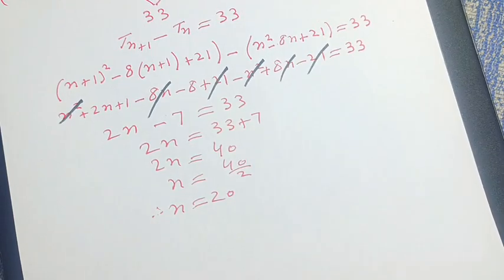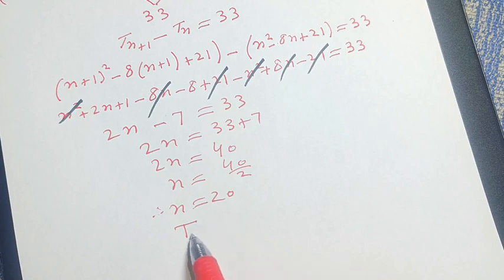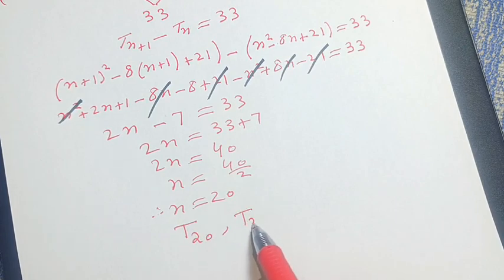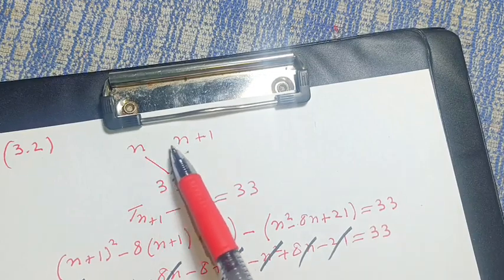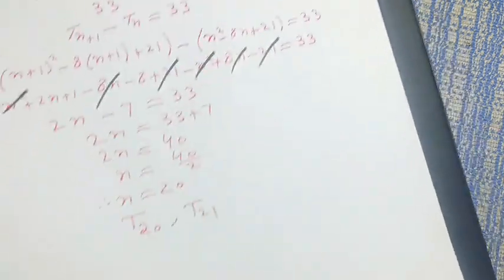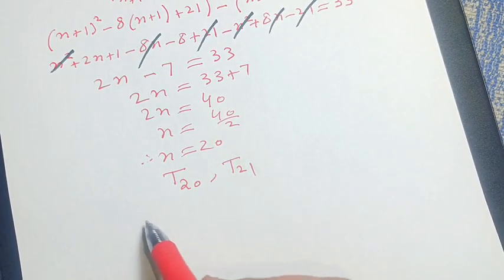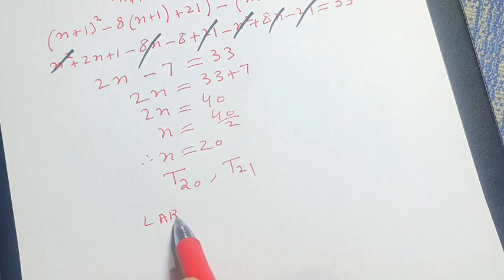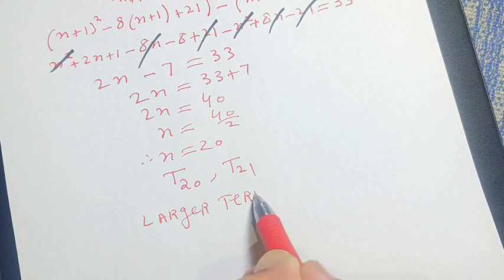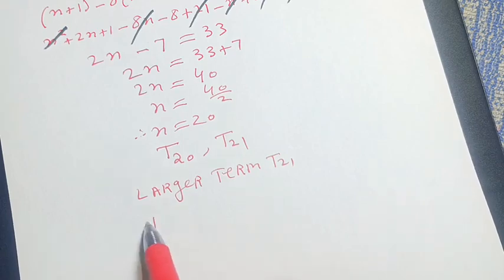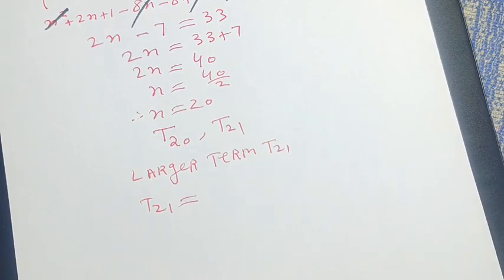So therefore T20 and T21. n is 20, so 20 plus 1 is 21. So T20 and T21 we have now. Now the largest term is T21, the larger term. So I'm going to calculate T21 because he said calculate the larger term.